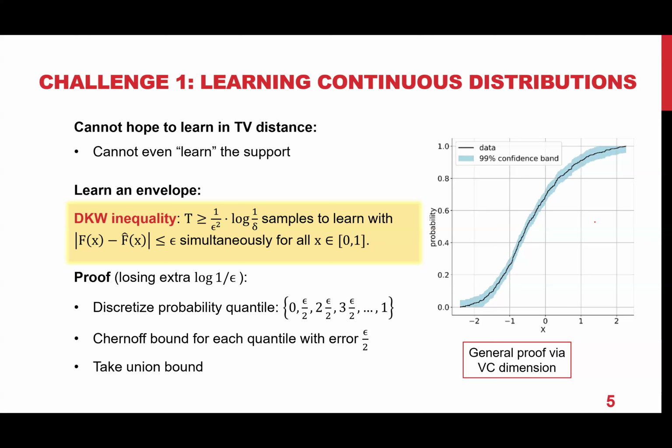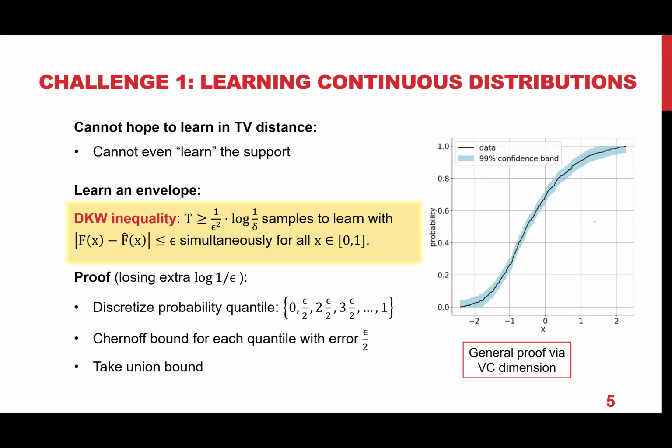You can also shave off this log 1 over epsilon by a more careful analysis or via general machinery such as VC dimension. It's connected to the fact that the VC dimension of intervals is a constant. These are all related concepts. Good. But even if the details were not clear, the takeaway message is, even if you have a continuous distribution, there's some hope.